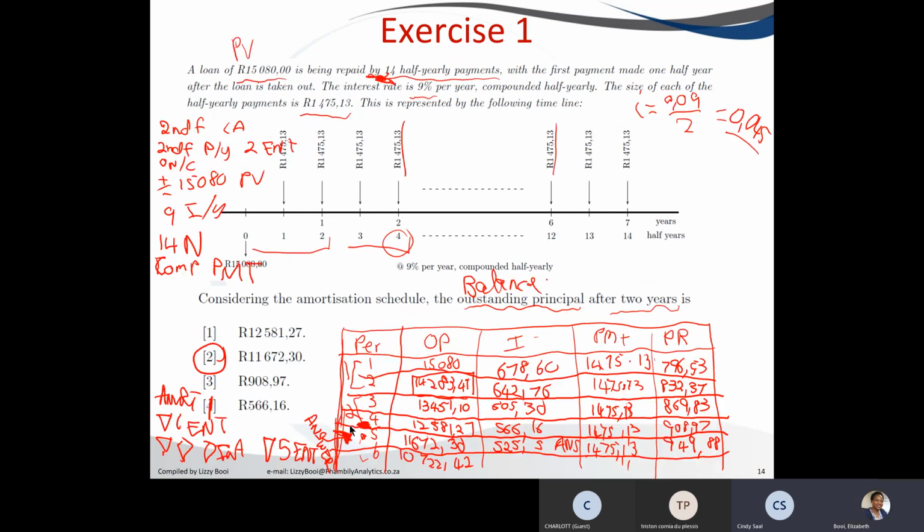And Tristan, did you win? Did you get 525 interest? Yes, I did. Taking the amount you got, which was 11,672, you multiply by 0.045, it should give you 525.